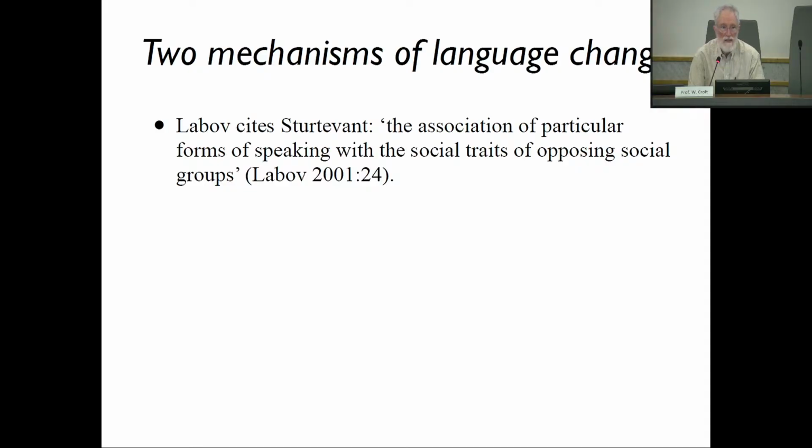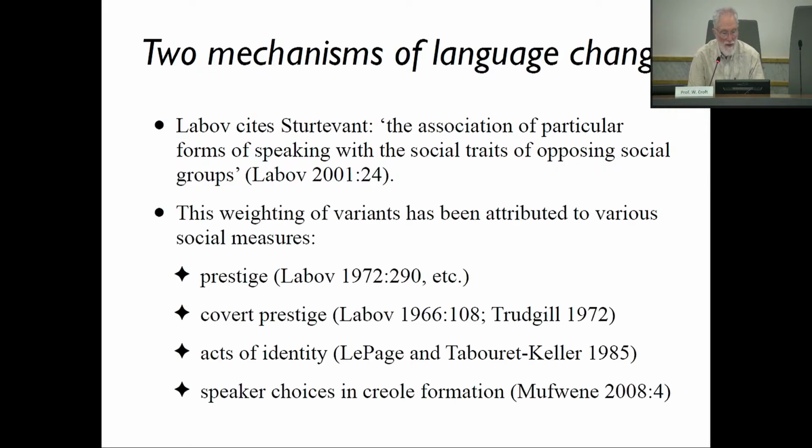So there are two mechanisms that have been widely cited and widely used in sociolinguistics. The first was, Labov cites from Sturtevant, a historical linguist in the early 20th century, the association of particular forms of speaking with the social traits of opposing social groups. So in other words, having a weighting of a linguistic variant depending on its association with a particular social group. And the weighting of variants, in turn, has been attributed to various social measures, such as prestige, in some cases covert prestige, when something which seems like not the standard variant is actually favored.